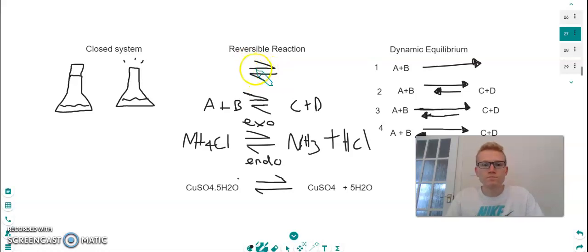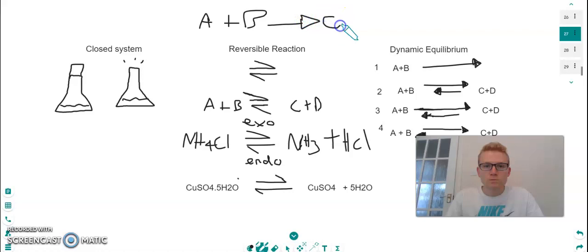So normally we would show a reaction with a single arrowhead, just like this. So just a single arrow that shows just the reactants going to the products. But this double head shows you've got a forward reaction and a reverse reaction, where the reactants are made into the products and the products can be made back into the reactants. Okay, so let's have a look at a couple of examples.